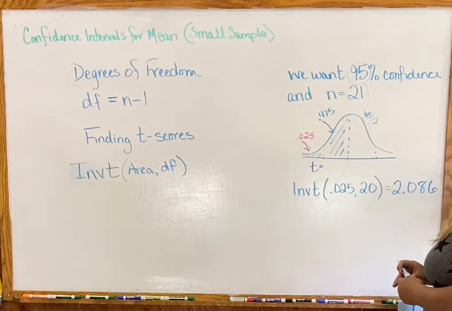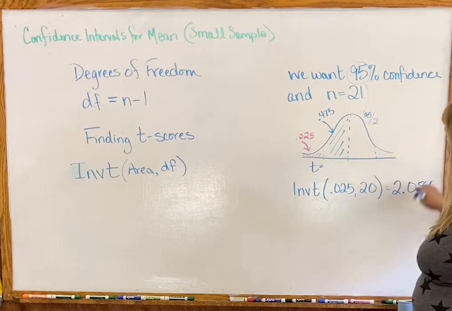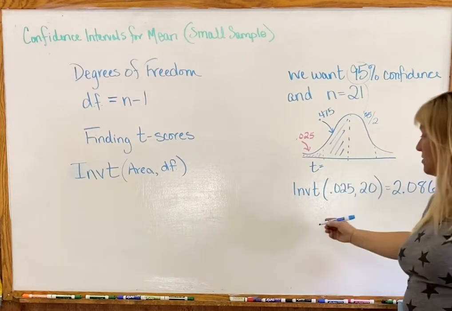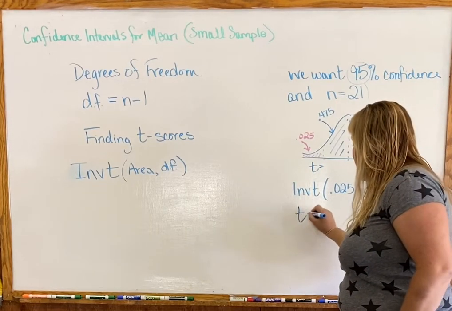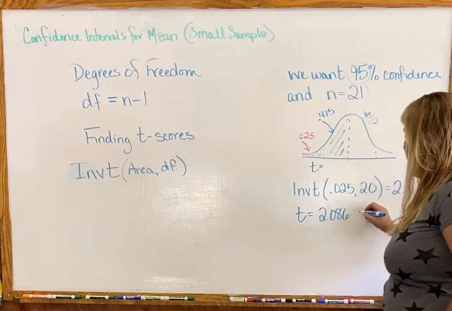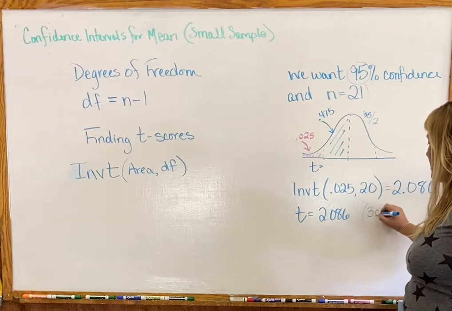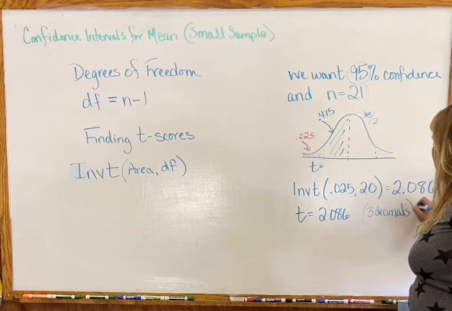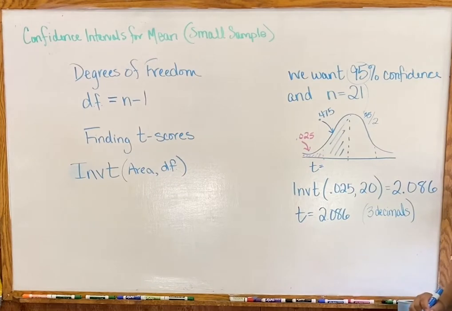2.086. Okay, and here's the thing about this. If this was a z-score, we would have rounded this to 2.09. This is a t-score, so our t equals 2.086, and this is always going to be in 3 decimals. So t-scores have 3 decimals, while z-scores have 2 decimals. And that is, again, to help us keep things straight in our brains.